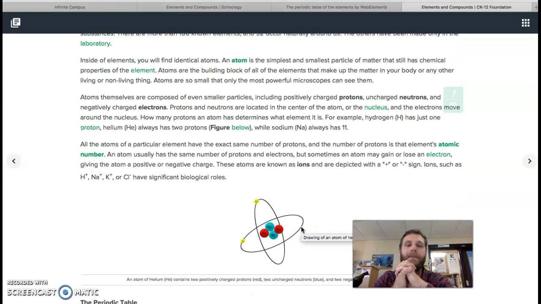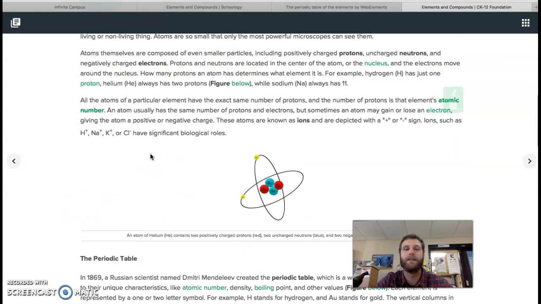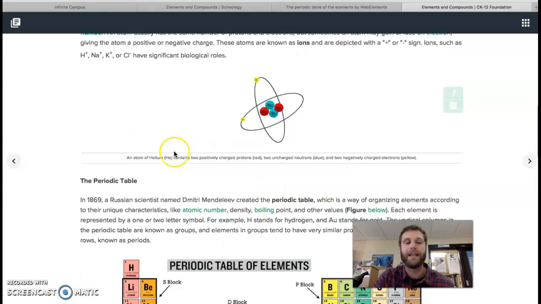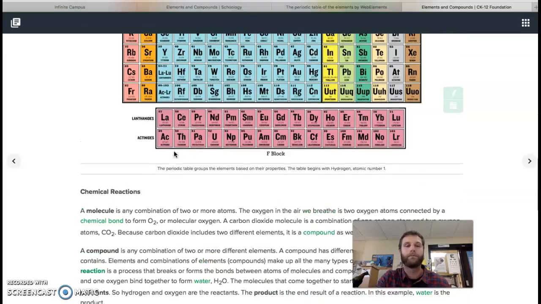All atoms of a particular element have the exact same number of protons, and the number of protons is the element's atomic number. An atom usually has the same amount of protons and electrons, but sometimes an atom may gain or lose an electron, giving the atom a positive or negative charge. These atoms are known as ions and are depicted with a plus or a minus sign. Ions such as H+, which is hydrogen, Na+, which is sodium, K+, which is potassium, or Cl-, which is chlorine, have significant biological roles. In other words, they are found in your body.